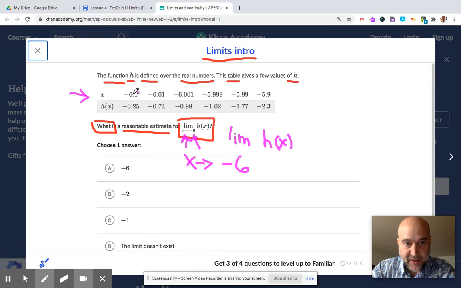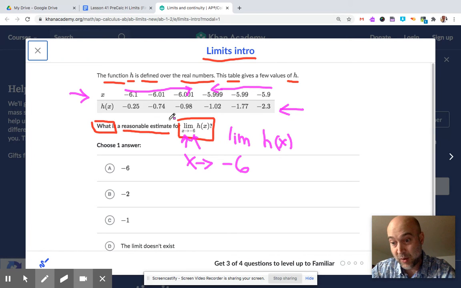Well, you can see here that we get closer and closer to -6 from the left side. So that's going this way. And then here's our -6 right here. And then going from the positive side or the right side, it gets closer and closer to -6 from this direction. So that's what's happening with our x. And they want to know, what is our function doing? And it has to go to the same spot or it's undefined.